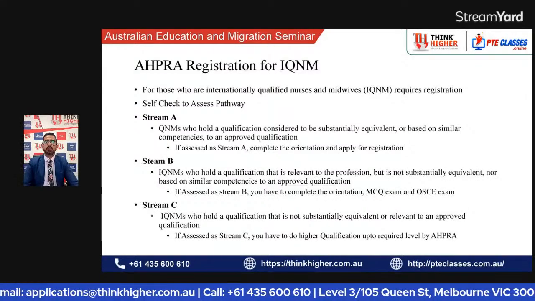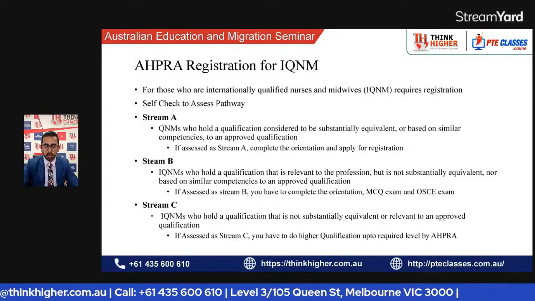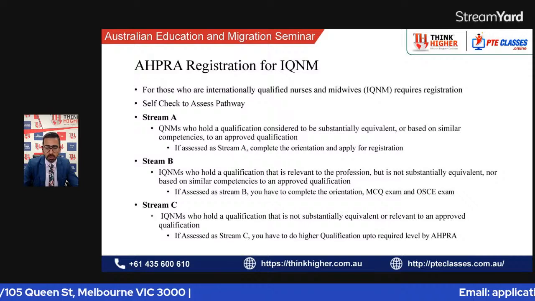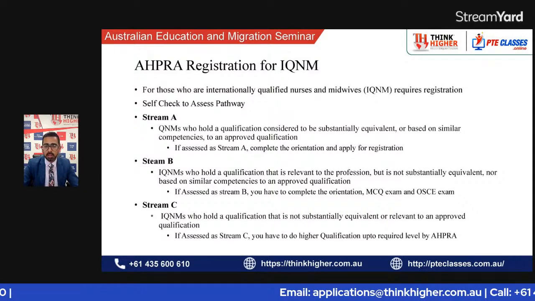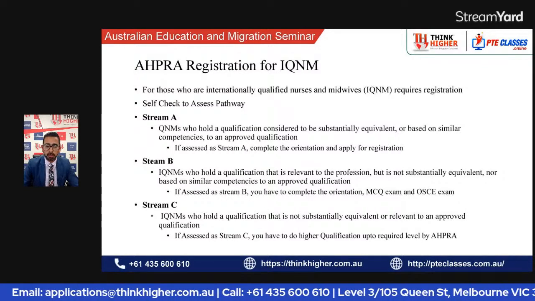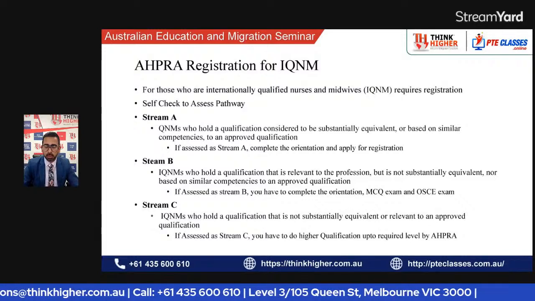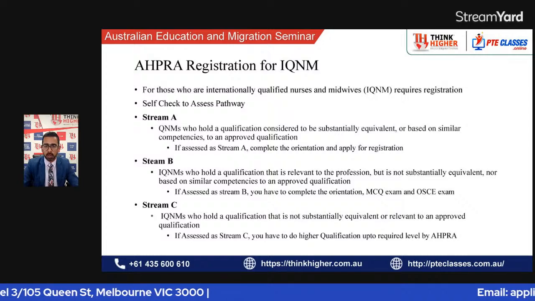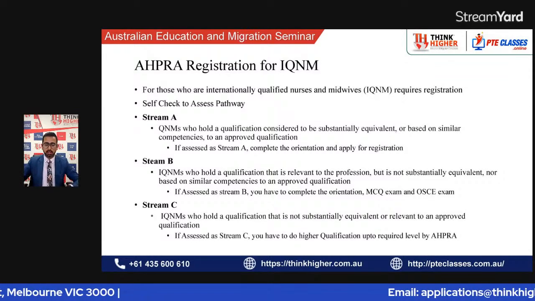Stream C is especially for those who won't qualify for the first two streams. Obviously, if you're not substantially equivalent, then you have to just follow the stream. There needs to be a qualification. You need to do it. Either they'll ask you to do a bachelor's of nursing, or maybe a grad diploma or a master's, whatever they advise, you need to do the qualification accordingly. This is how it works. Now let's go to the next slide.